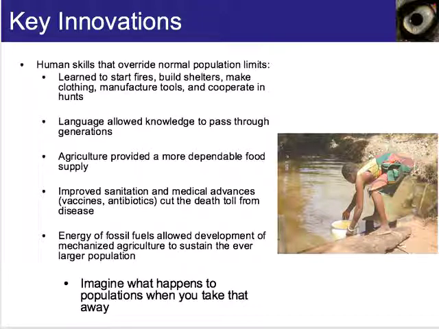Human skills that override normal population limits include learning to start fires, build shelters, make clothing, manufacture tools, and cooperate in hunts. Language allowed knowledge to pass through generations. Agriculture provided a more dependable food supply. Improved sanitation and medical advances, such as vaccines and antibiotics, cut the death toll from disease. And the energy of fossil fuels allowed development of mechanized agriculture to sustain the ever larger population.